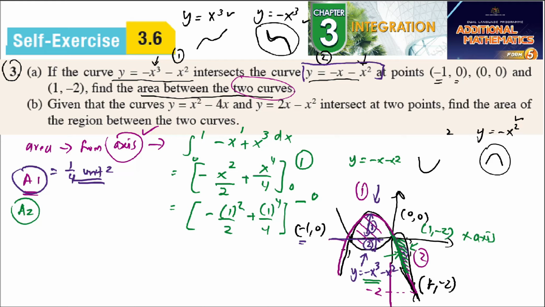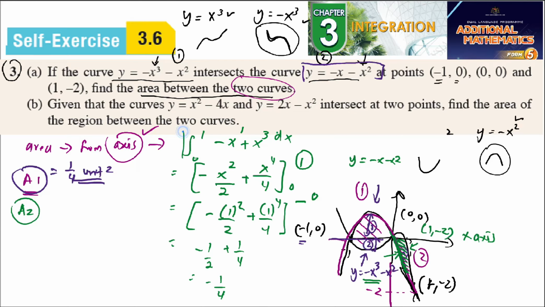So this one is equal to negative half, and this one would be 1 over 4. So you see here we get negative 1 over 4. So for this one, it is under the x-axis. When we do integration, we will get a negative value because it is under the axis. So what we should do, sorry, for the A2 just now, is put modulus. So you will get 1 over 4 unit square.